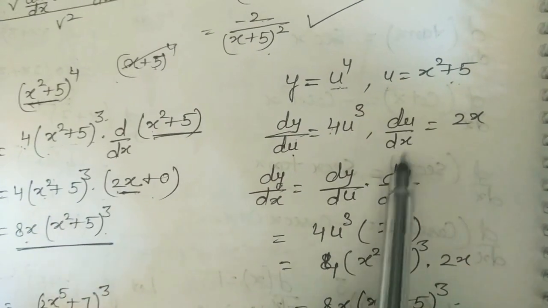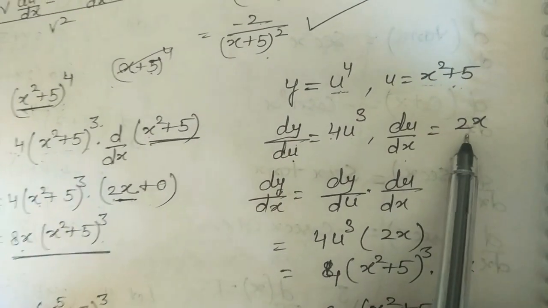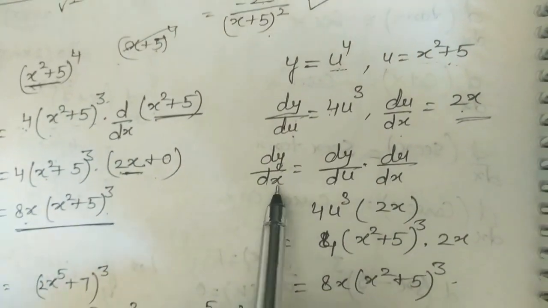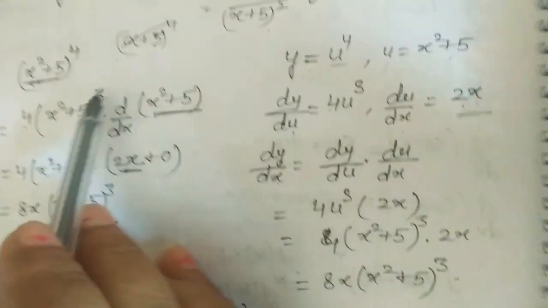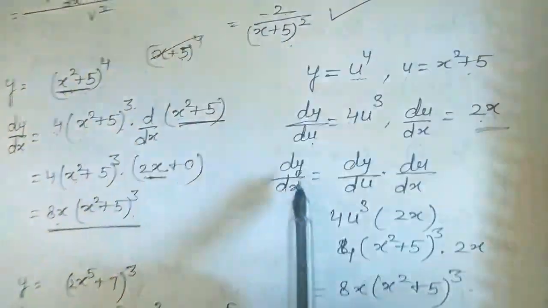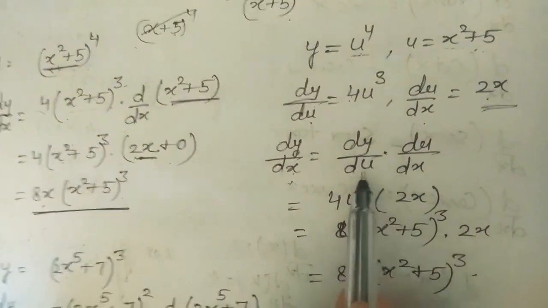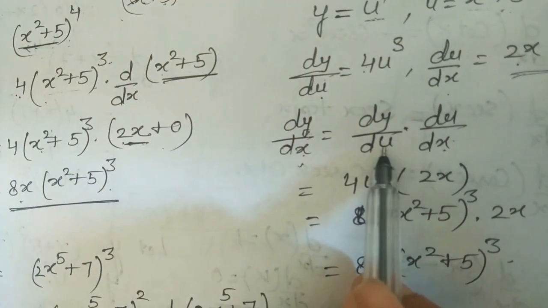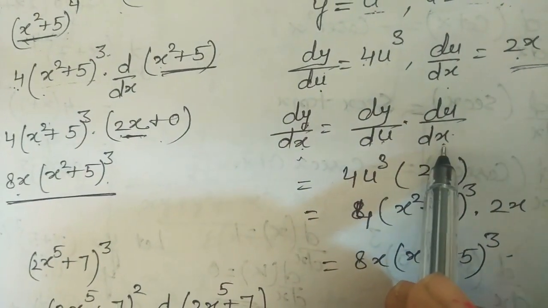Here what is du by dx? The derivative of x square is 2x and the derivative of 5 will be 0. So it is 2x. What is dy by dx? We want to find dy by dx in this case, so dy by dx we can write as dy by du into du by dx. This is the chain: y with respect to u and u with respect to x.